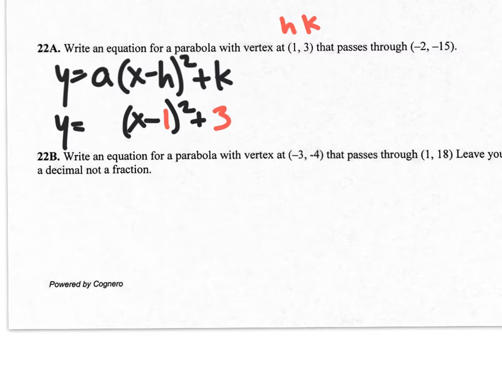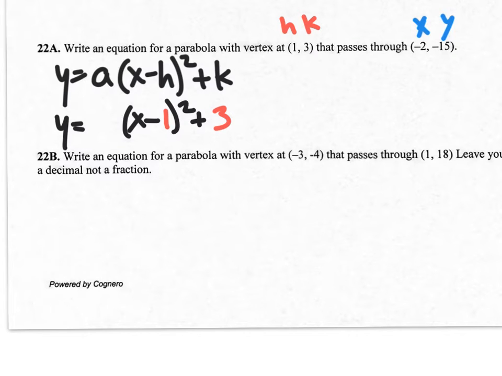Okay, so we don't know the a value. So what we're going to do is use what we know to find out what we don't know. Now, what do I mean by that? In addition to the h and k, they give us an x and a y value. So I want to take this x value of -2 and this y value of -15, and I'm going to plug these into my x and y. That way I could solve for a.